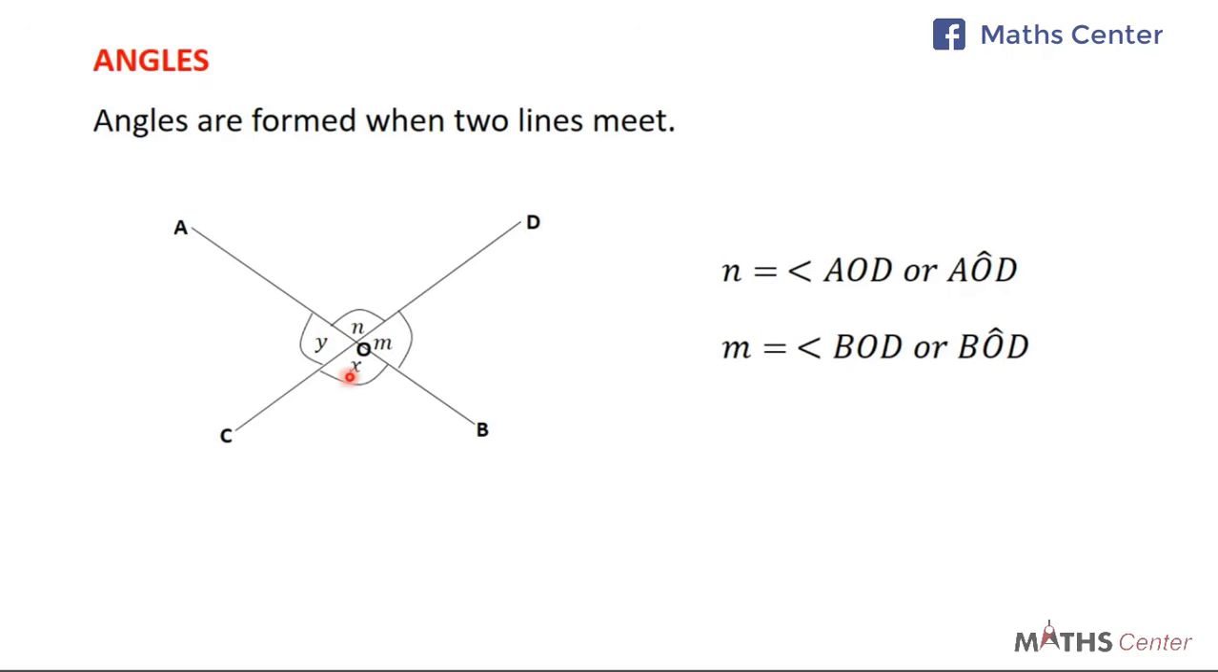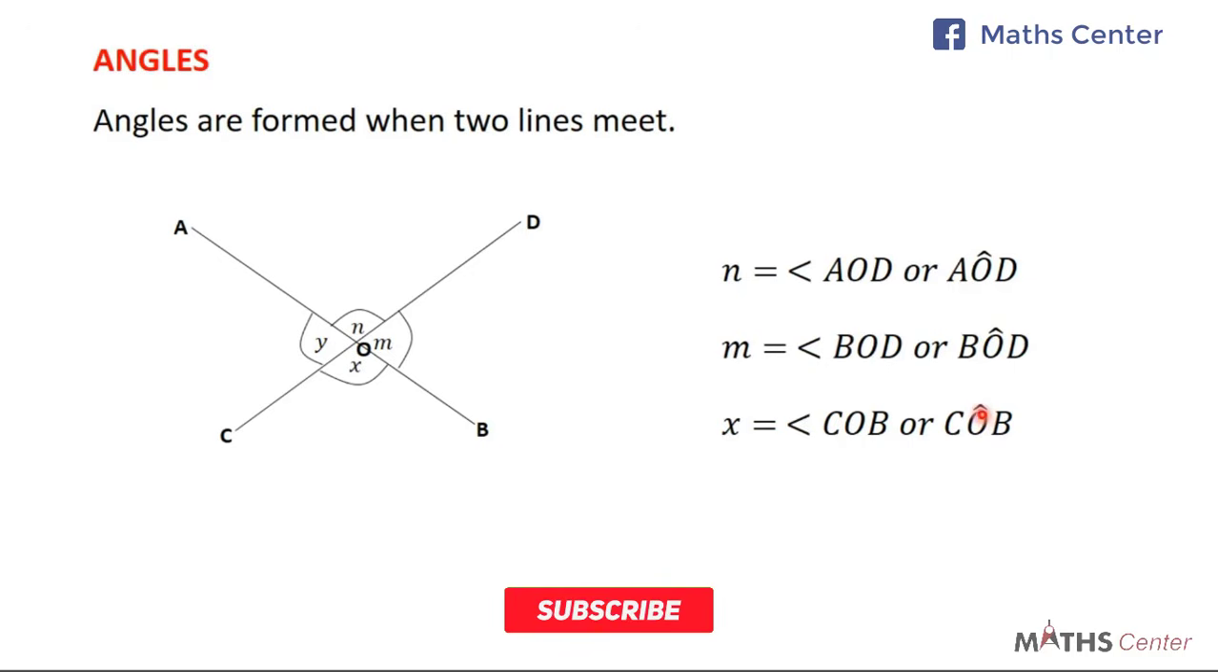The same thing applies to what we have here as X. This is also angle COB or angle BOC. It's written as angle COB or COB, with this accent on top of the O.